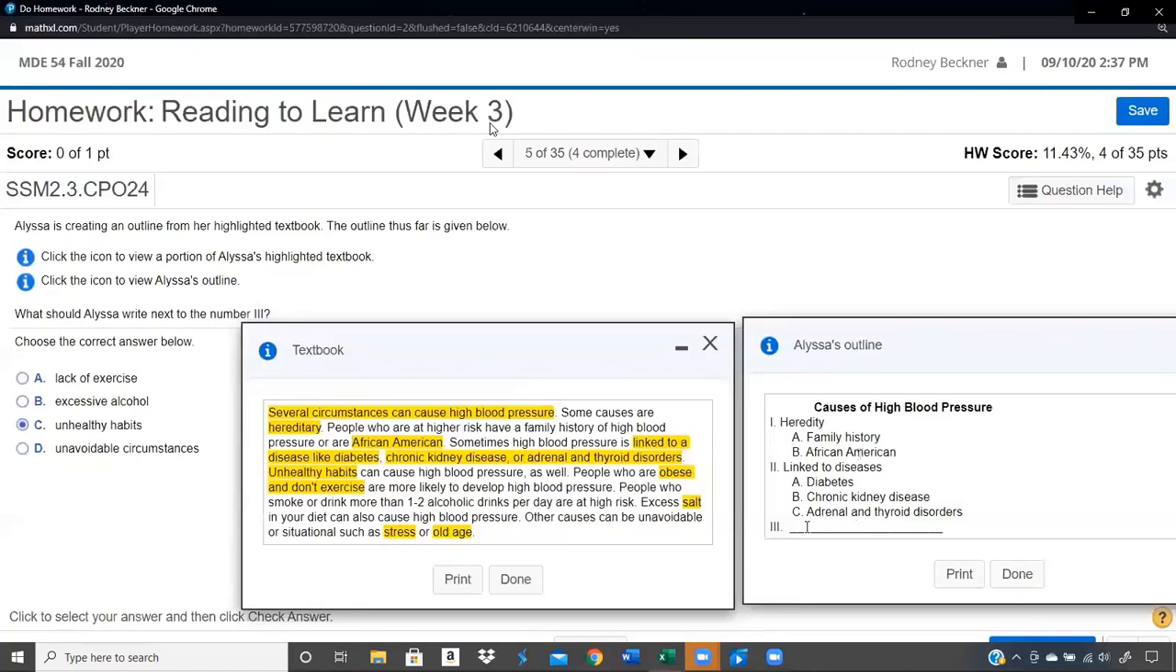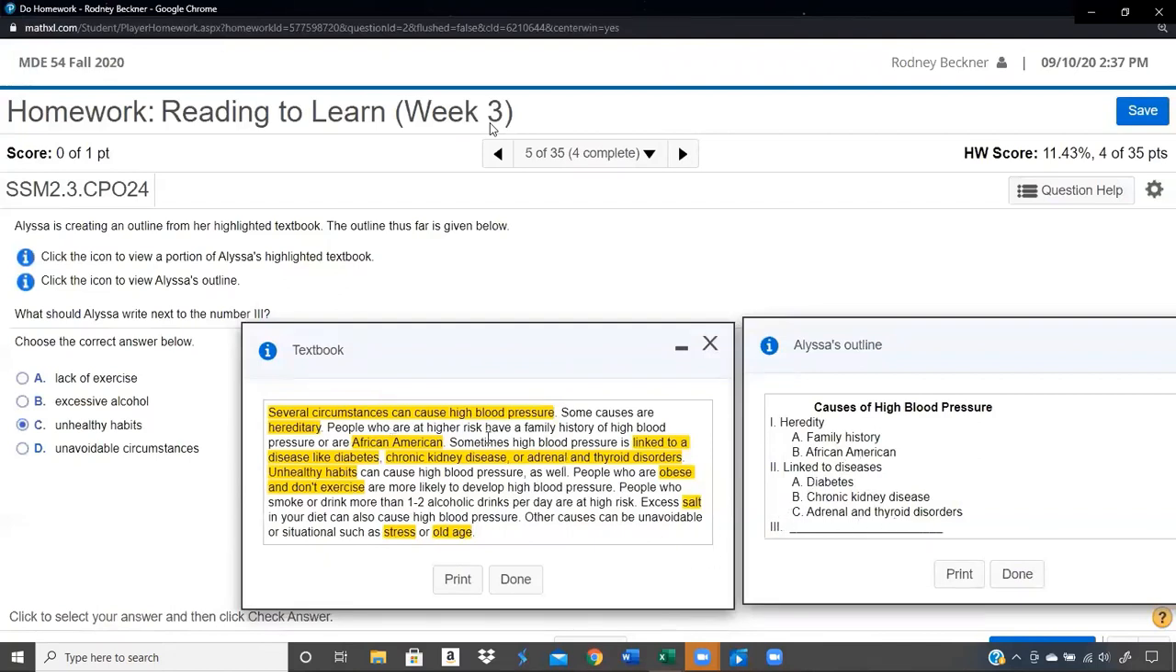Chronic kidney disease, adrenal and thyroid disorders, again, those could be genetic or not, just depends. So we're talking about hereditary issues, linking to other diseases. What else do we have? Several circumstances can cause high blood pressure. So hereditary, links to other diseases, and then a third thing.